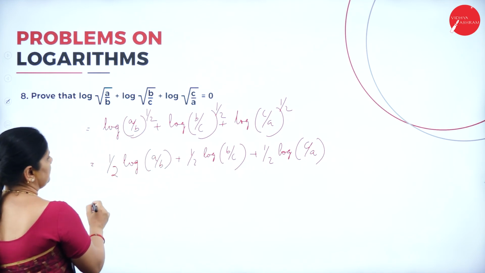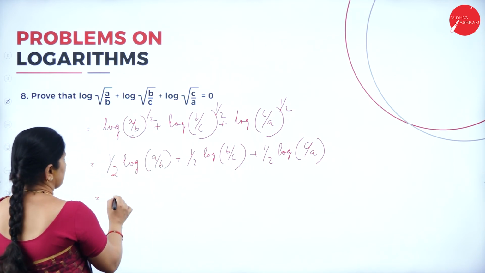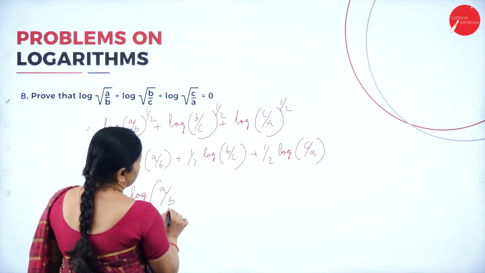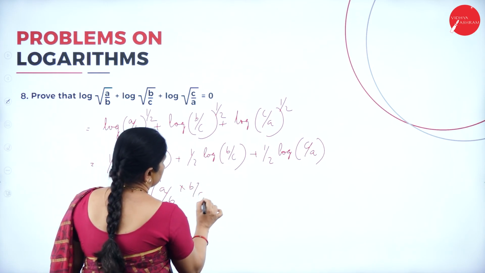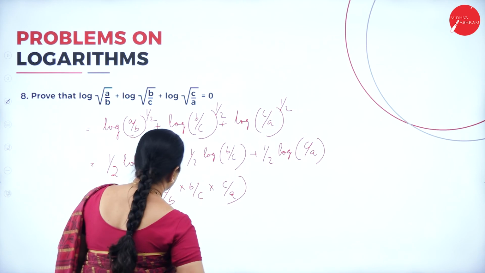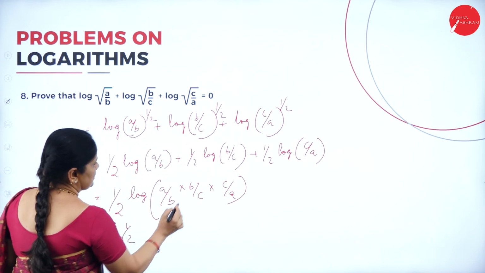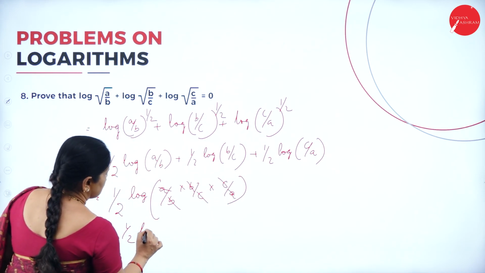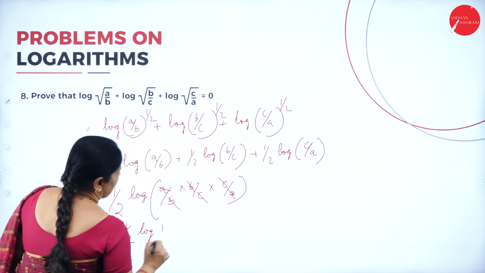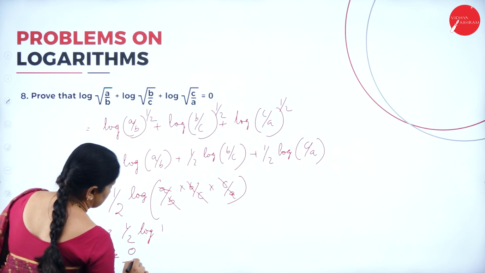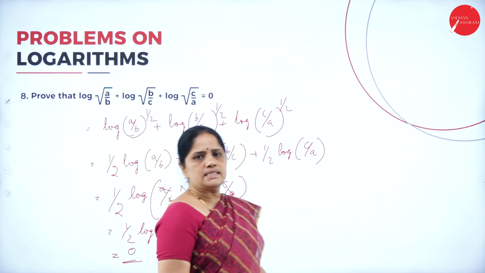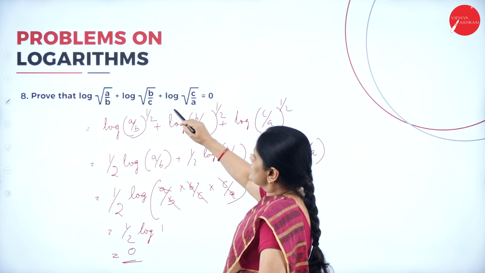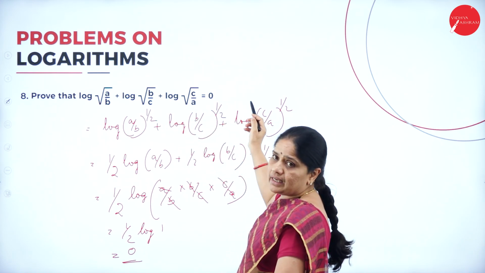Now, this half is common for all, so I'll write it outside: half of log of a by b into b by c into c by a. So b and b get cancelled, c and c get cancelled, a and a. So this will be half of log 1, that is equal to 0. So this is the answer. So you have proved that log root of a by b plus log root b by c plus log root c by a equals 0.